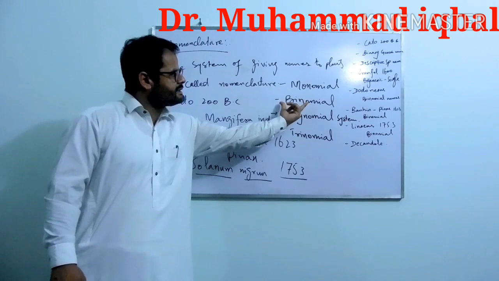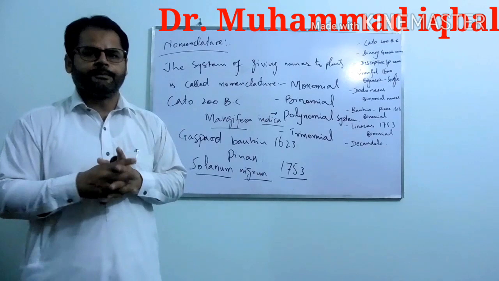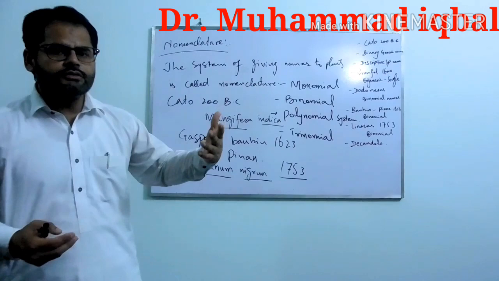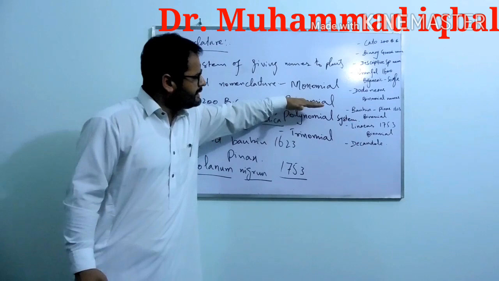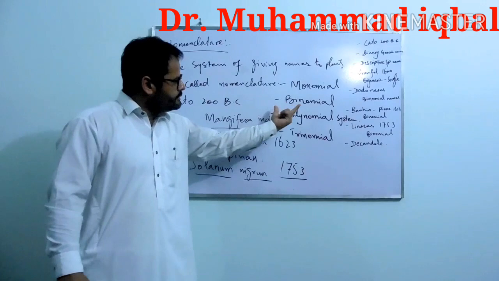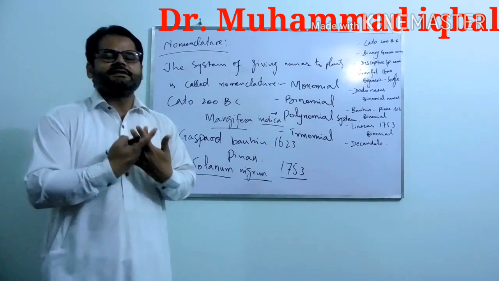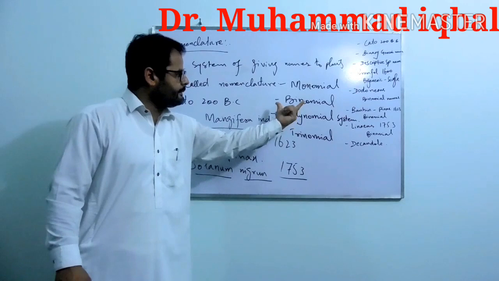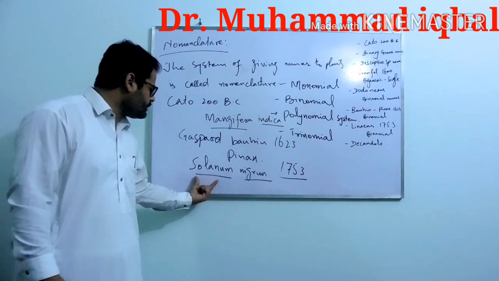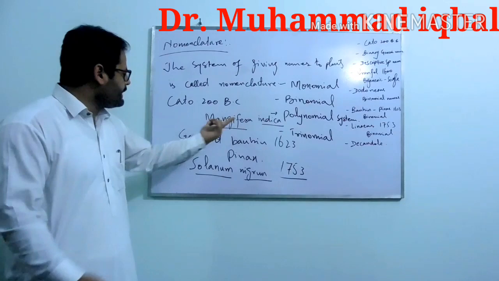The binomial concept is used currently by scientists after following the rules of the International Botanical Nomenclature, and those rules will be discussed in the next class. The rules define that a name given to a plant consists of two parts, the genus and the species, as we discussed earlier in the case of Solanum nigrum and Mangifera indica. Mangifera indica is commonly known as mango.